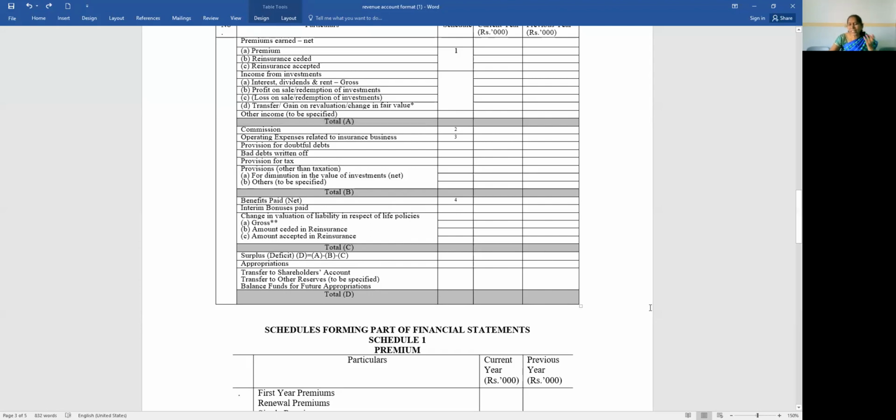What are you going to do with the surplus? Out of the surplus, you're going to give some amount as a dividend to the shareholders. Some amount you can reserve for the future. So this is called appropriation. Any amount paid to shareholders, like dividend paid, will come under the category of appropriation. Or you have reserved some amount for the future, that will come under the category of transfer to reserve. You can specify the reserve name here. And the remaining will be considered as balance fund for future appropriation. So this is called appropriation. That means how you are going to segregate the surplus into different accounts is called appropriations.